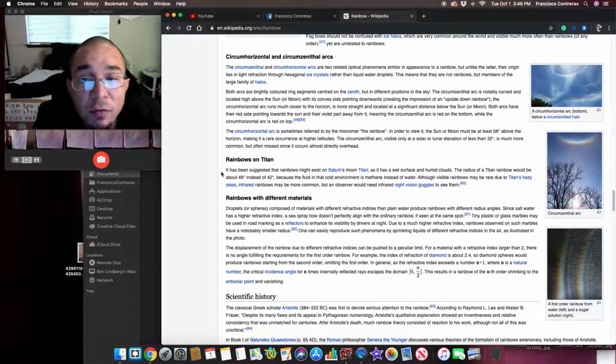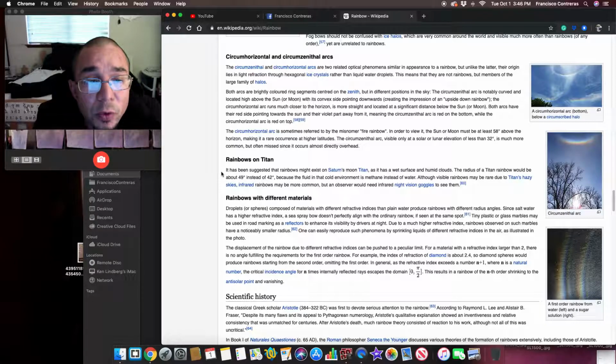Both arcs have their red side pointing towards the sun, and their violet part away from it, meaning the circumzenithal arc is red on the bottom, while the circumhorizontal arc is red on top. The circumhorizontal arc is sometimes referred to by the misnomer fire rainbow.